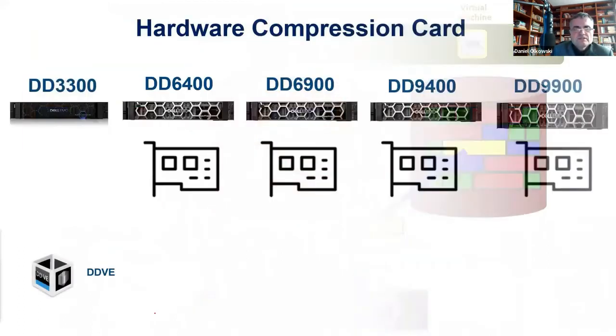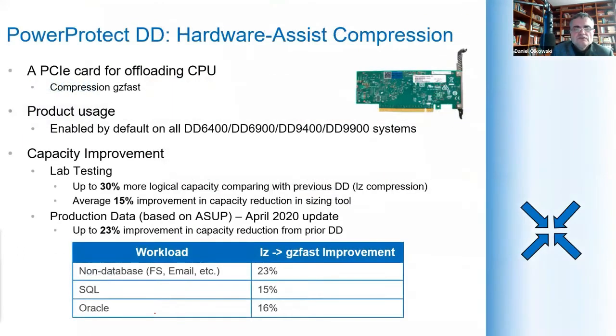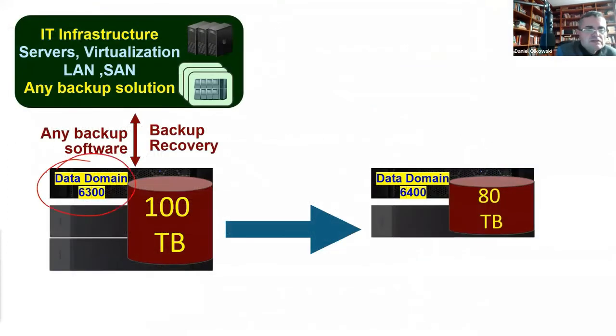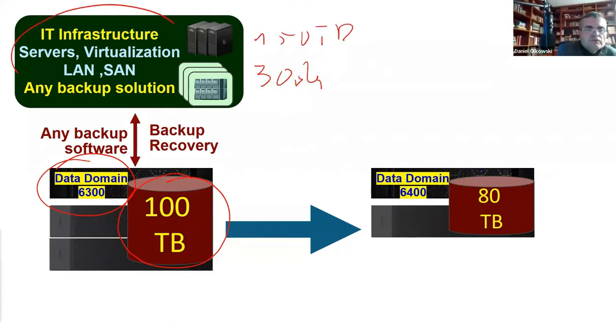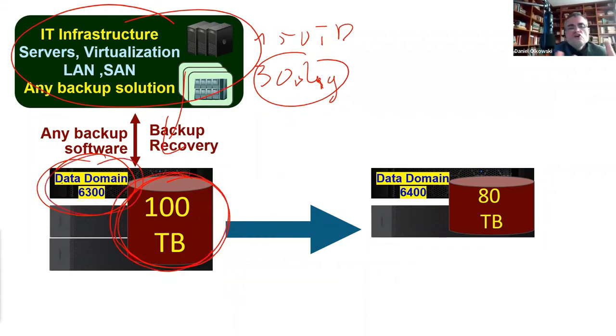How much less space is required? You see, if you have a DD6300 which is occupied 100 terabytes, let's say you have 30-day retention, we have 150 terabytes on production, we perform those backups, 30 days, 30 backups, and then because of that, DD6300 has an occupancy of 100 terabytes.